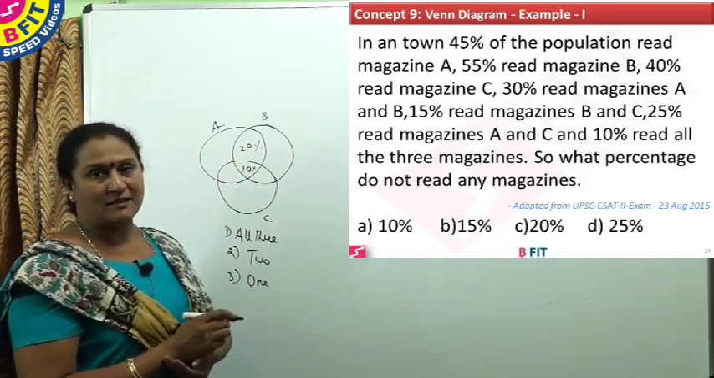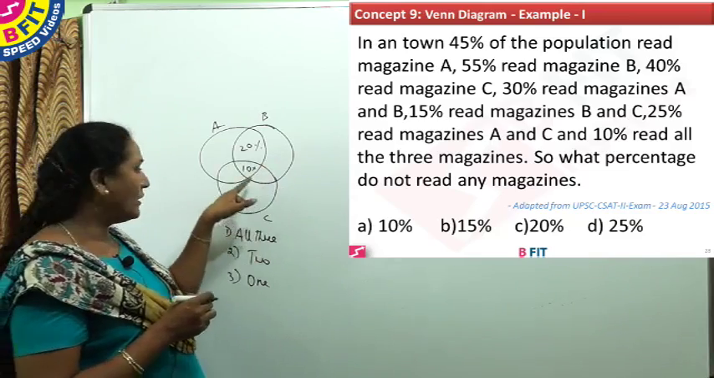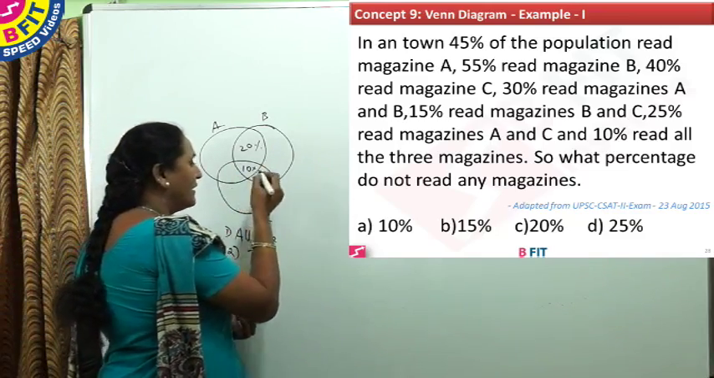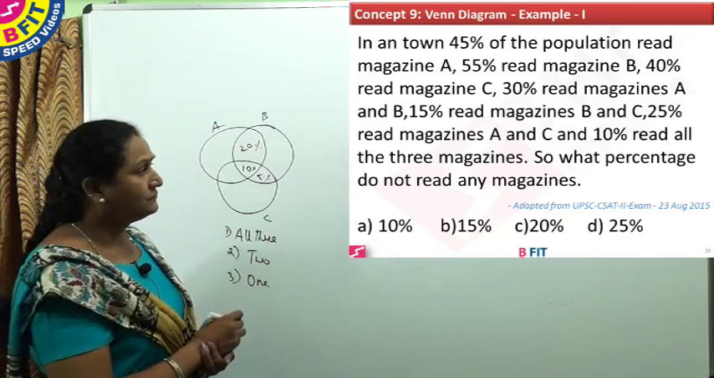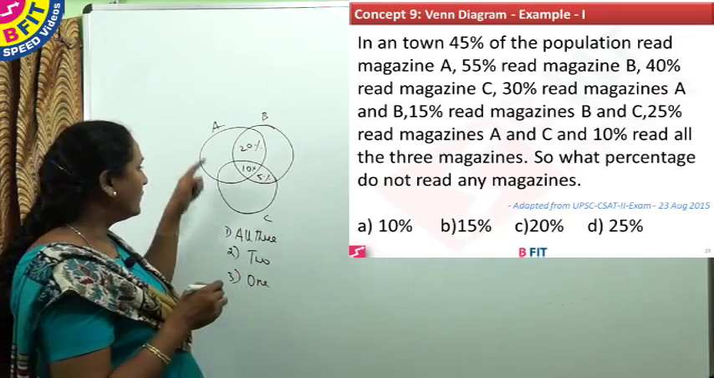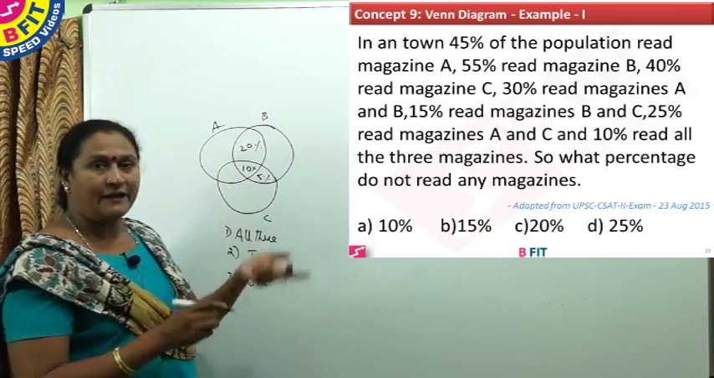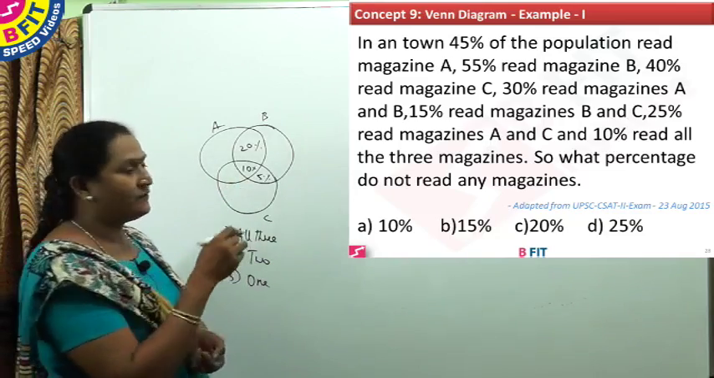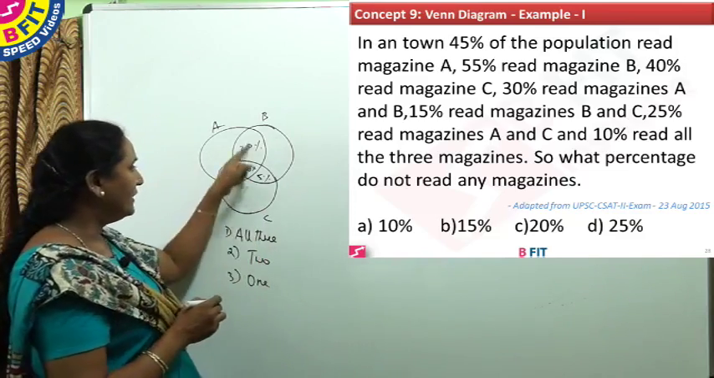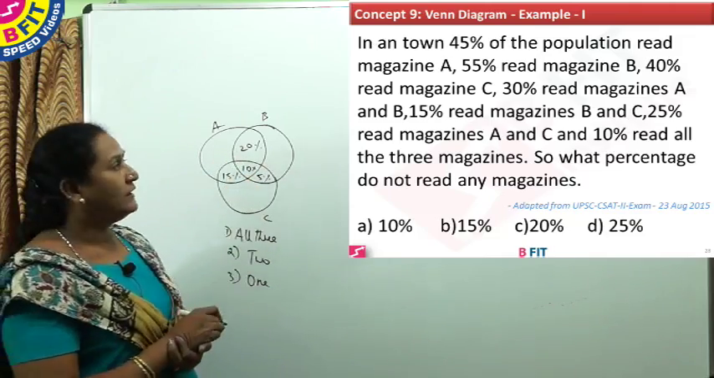15% read magazines B and C. So the B and C intersection part is this one. So already we have 10, so subtract 10 from 15. So the remaining 5 is written here. And 25% read magazines A and C. So for A and C is this part. So we should have 25%. Already 10% is there. So subtracting 10 from 25, that is 15%. So after filling these 2 magazines details, come for a single magazine detail.